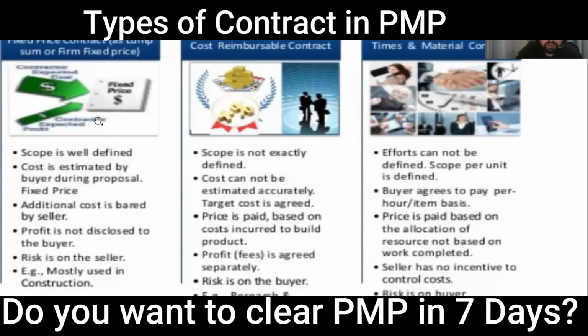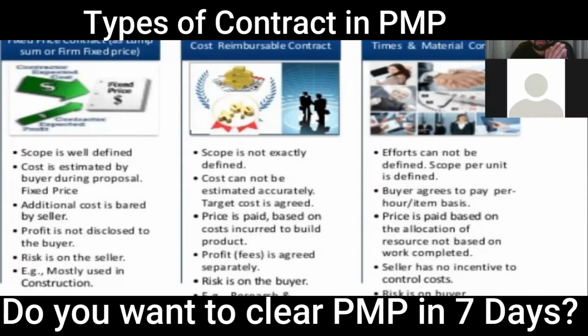Okay, so fixed price contract, scope is fixed. Cost reimbursement, scope is not fixed. Time and material, effort is not fixed. Fixed price contract, risk is on seller. Cost reimbursement contract, risk is on buyer. In time and material, the risk is medium on both of them. Okay, these are basically major types of contracts.